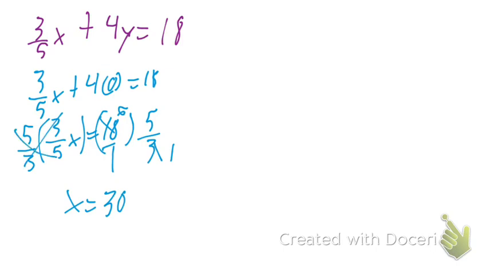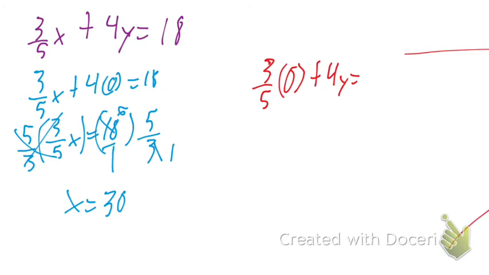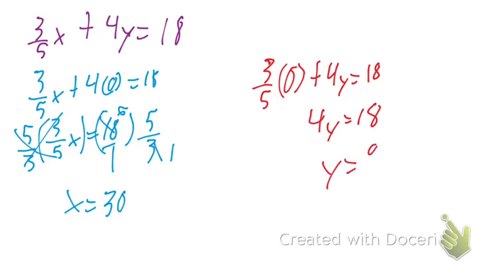Now, if you had done the other one, for the y-intercept, you go like this. 3 over 5 times 0 plus 4y equals 18. Well, 3/5 times 0 is 0, so you're just left with 4y equals 18, which doesn't divide super nicely, because y ends up being 9 over 2. So you would just do it like a normal problem. Does that make sense? Okay.